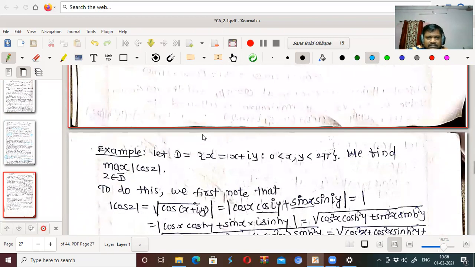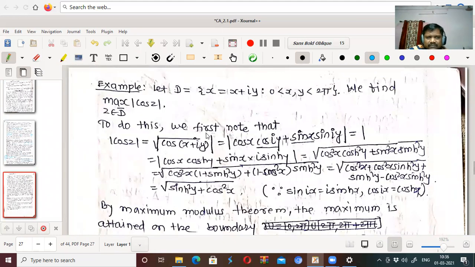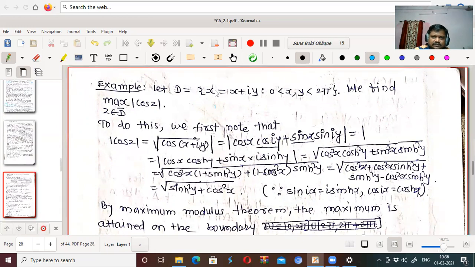These are simple corollaries, and there are some other examples which we have solved here. Here we have obtained the maximum modulus value of cos z. Let D be the set of all z equal to x plus iy, where 0 is less than x and y is less than 2 pi. In that case, we obtain the maximum modulus value of cos z.